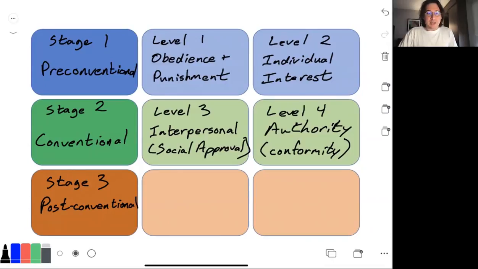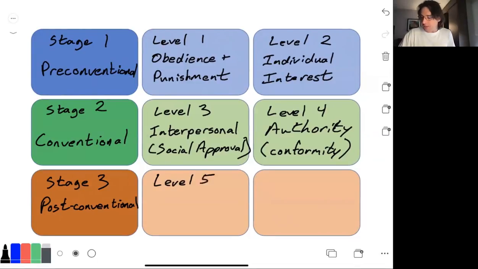And again, I'm going to give you lots of examples of these. So post-conventional morality, again, post-conventional meaning not everybody makes it here. This is really the creme de la creme here, if you will. So let's talk about level 5, which is the first level of post-conventional morality. And this one is called social contract.